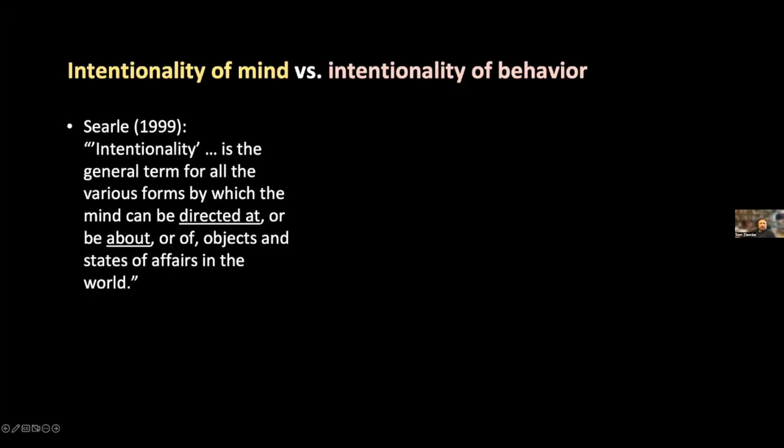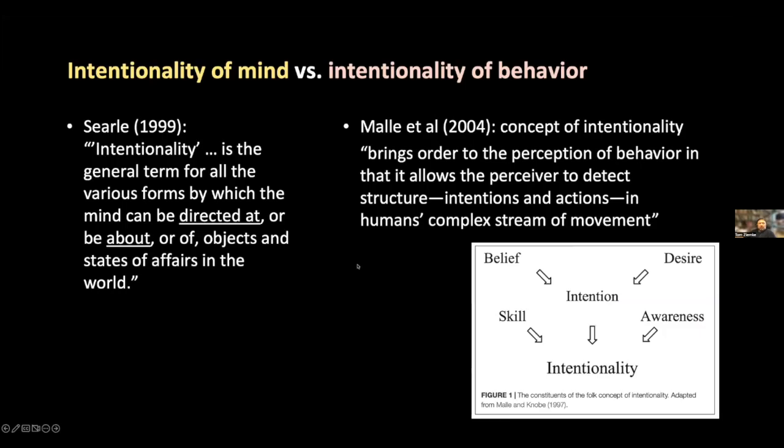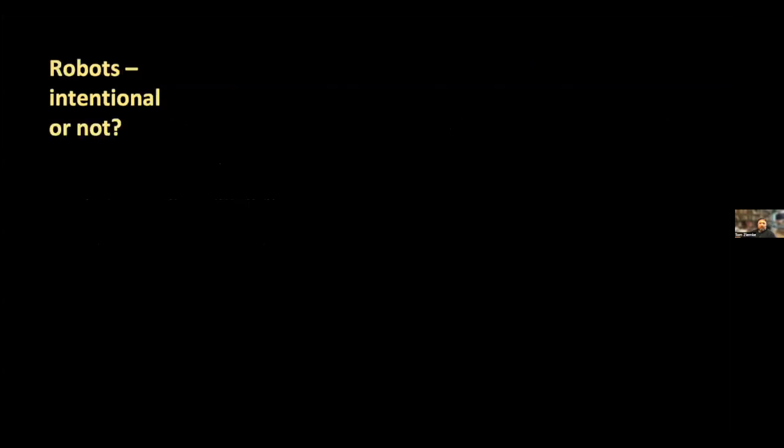Then there's another notion of intentionality of behavior discussed in psychology, social psychology in particular, which has to do with behavior being intentional or unintentional. And as the quote here from Bertram Malle and colleagues says, intentionality brings order to the perception of behavior in the sense that it allows perceivers to detect structure in terms of intentions and actions in humans' complex stream of movement. The diagram there just illustrates what they call the folk psychology of intentionality. What are the building blocks of how we interpret actions as intentional or not intentional? We don't need to go into the details, but it's good to keep in mind: there's a philosophical notion of intentionality and a psychological one, and they overlap, but they're not exactly the same.